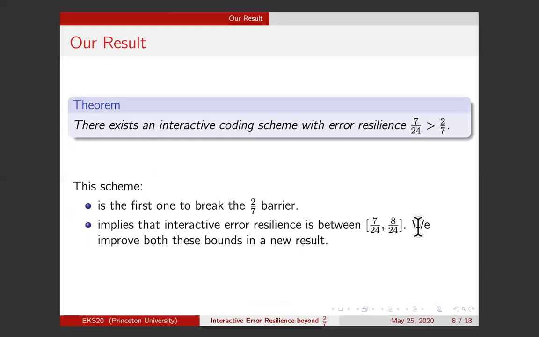Cool fact, in a subsequent work, we are able to narrow this down to an exact constant, which lies strictly inside this interval, so we need to improve both the bounds. Anyway, back to this work. You have this scheme that has error resilience 7/24, but this scheme is also great because it's efficient in two other respects. A, it has a constant alphabet, and B, it has a constant rate.